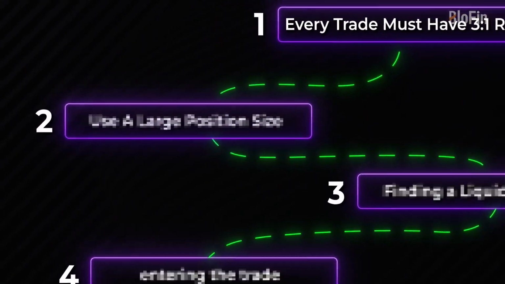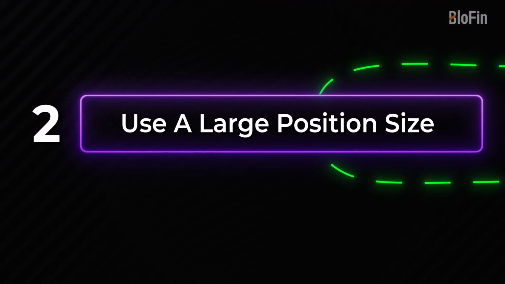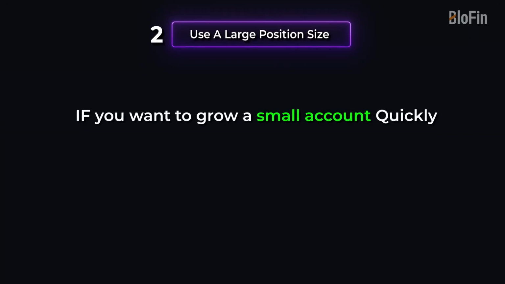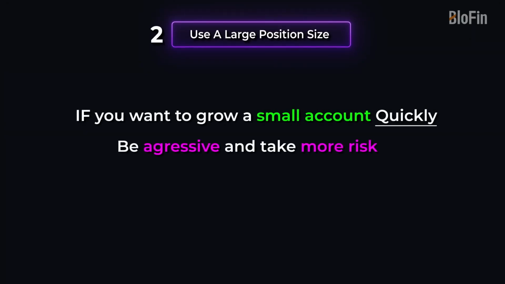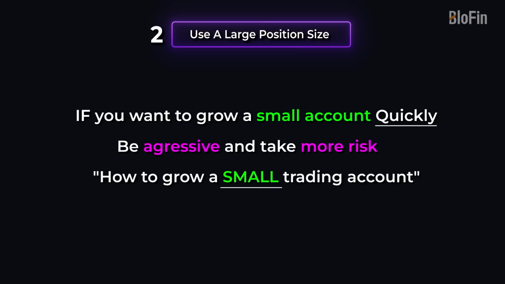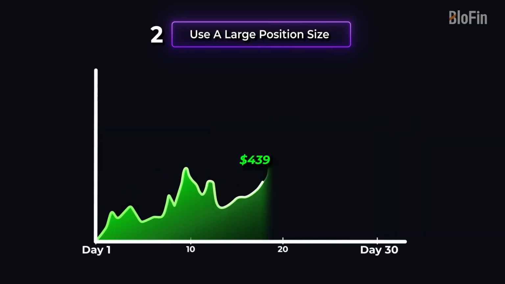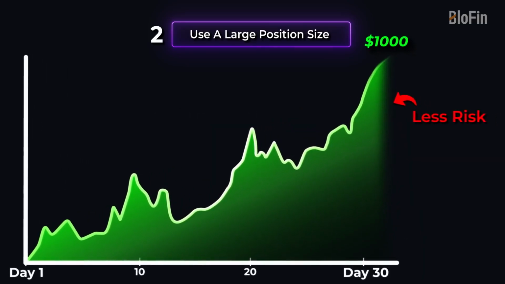This brings us to the second rule, which is using a large position size. If you want to grow a small account quickly, you have to be aggressive and take more risks. That's exactly why this video is titled How to Grow a Small Trading Account, because this method only works for small accounts. Once your account gets bigger, it's not wise to take this much risk.